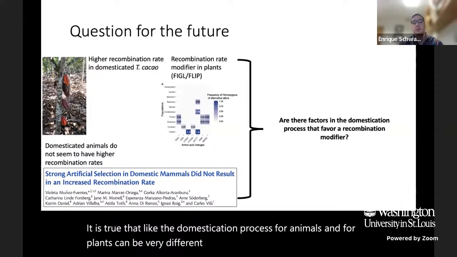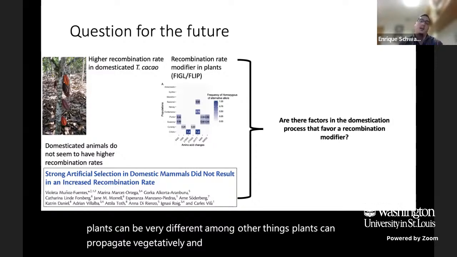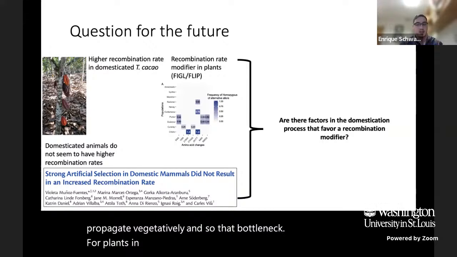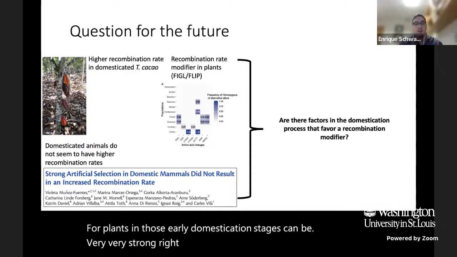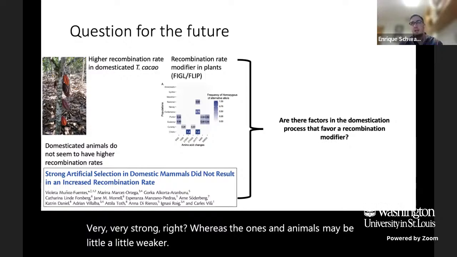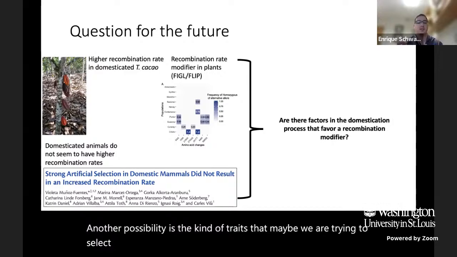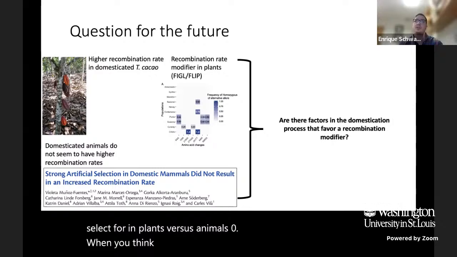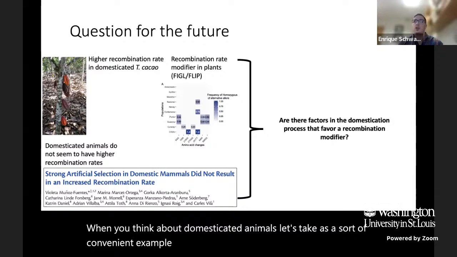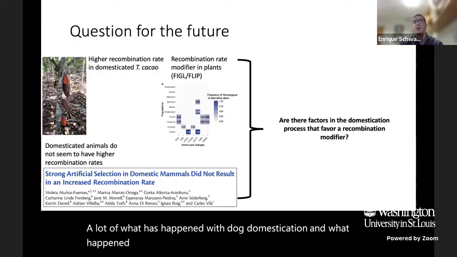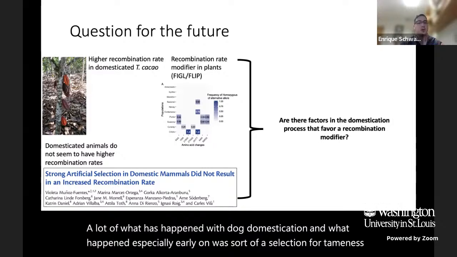Plants can propagate vegetatively. And so that bottleneck for plants in those early domestication stages can be very, very strong, whereas in animals it may be a little weaker. Another possibility is the kind of traits that we are trying to select for in plants versus animals. Take dogs as a convenient example: a lot of what happened with dog domestication, especially early on, was selection for tameness, right? For a behavior.